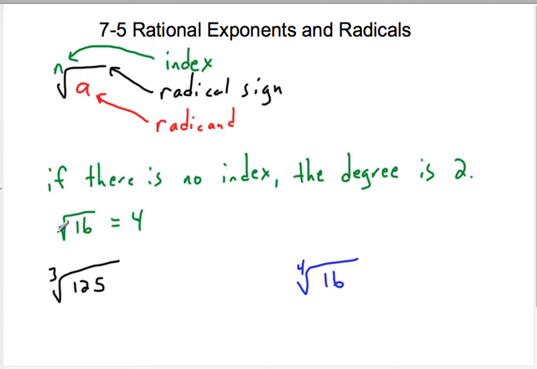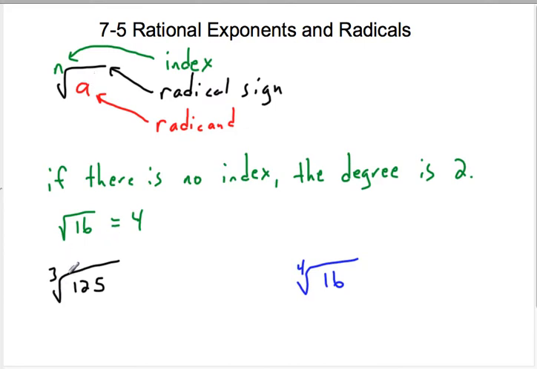So for instance, the square root of 16 is 4. But the index could be different. It could be a 3, which is a cube root, or a 4, which is a fourth root. And then the number under the square root sign, or the letter, or whatever, is called the radicand. So let's try a couple of these.